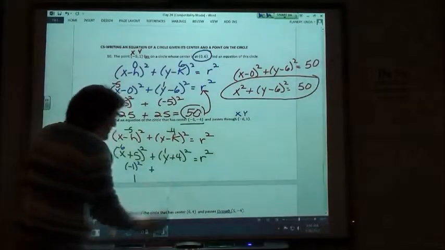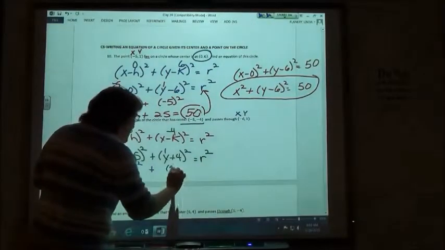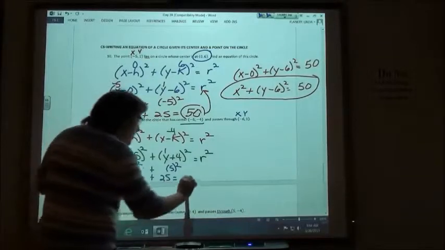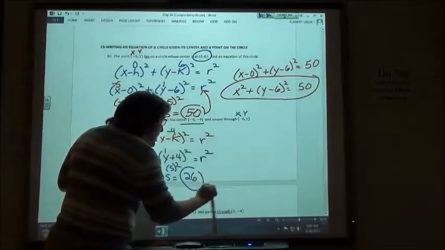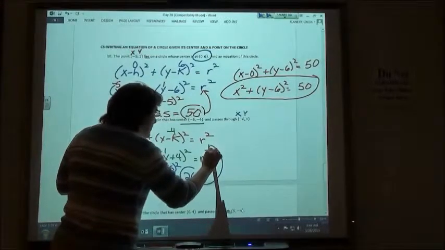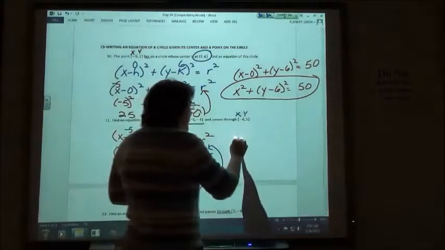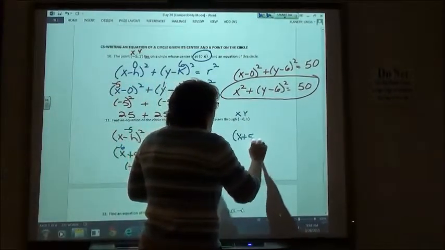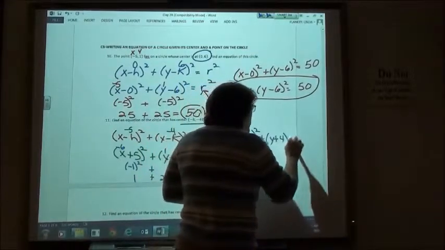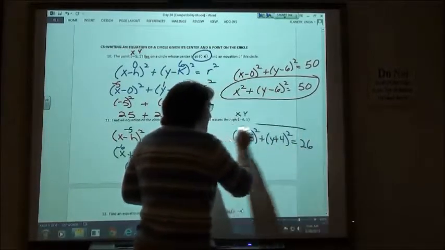Plus 1 plus 4 is 5, and 5 squared is 25. 1 plus 25 is 26. We're going to plug that into our equation for the r squared. So we're going to have (x plus 5) squared plus (y plus 4) squared equals 26.